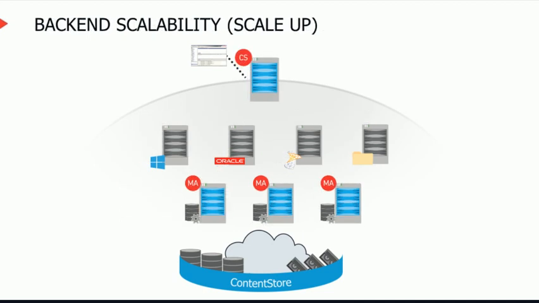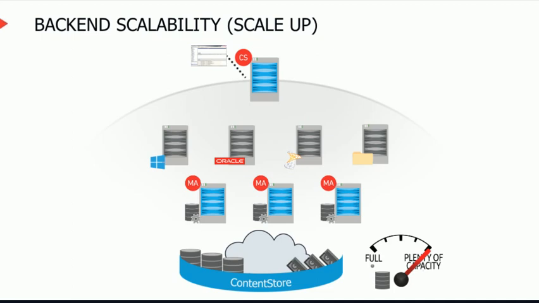CommVault software also facilitates back-end scaling on the content store, or so-called scale-up. As an environment grows and more capacity is consumed, CommVault software alerts users and allows them to easily add storage. For example, if a disk library is nearing capacity, users can add additional mount paths to the disk library in order to seamlessly increase its capacity.